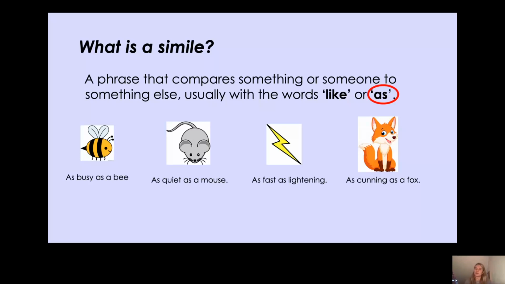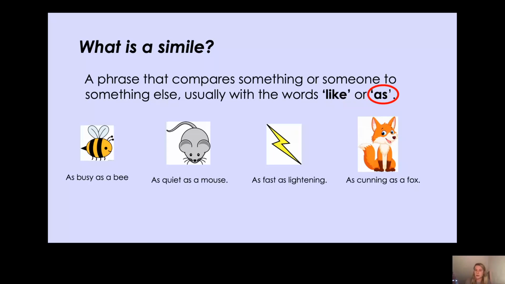Now the next one, as quiet as a mouse. Well, we know that mice don't make much noise, do they? So therefore, if a person is very quiet, for example, we could compare them to a mouse that we know is very quiet as well and say this person is as quiet as a mouse.